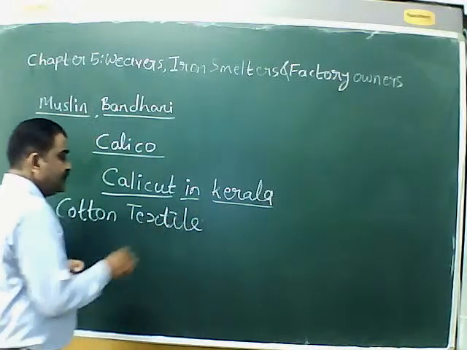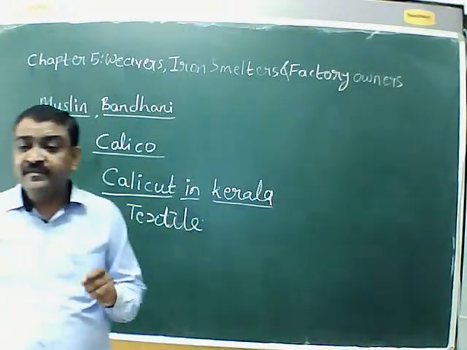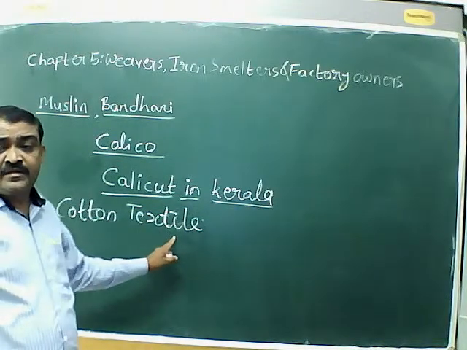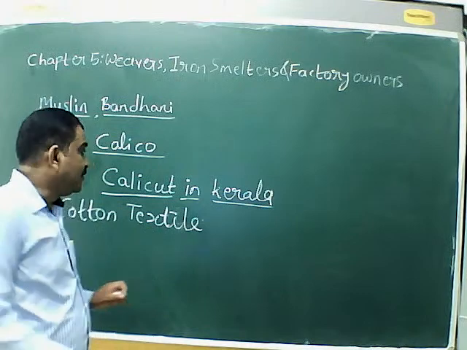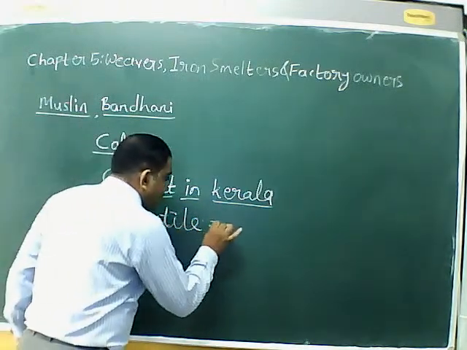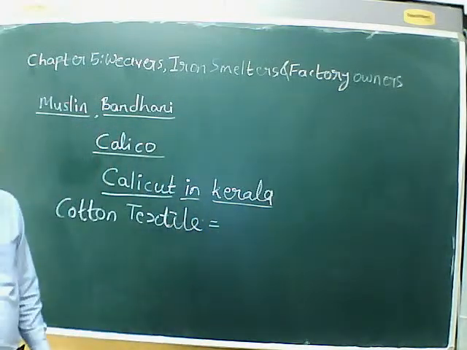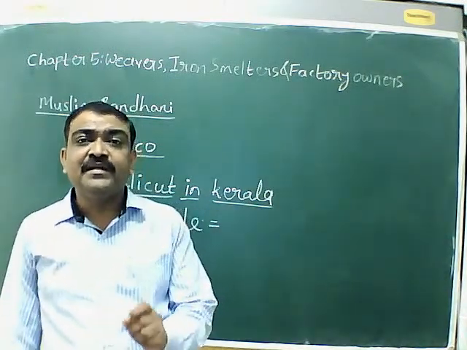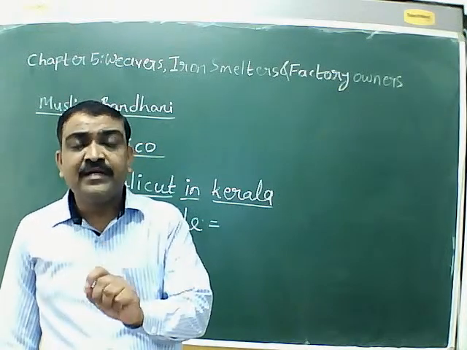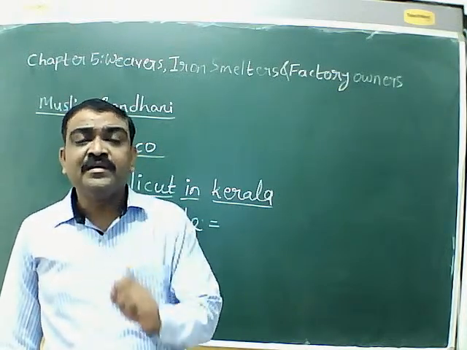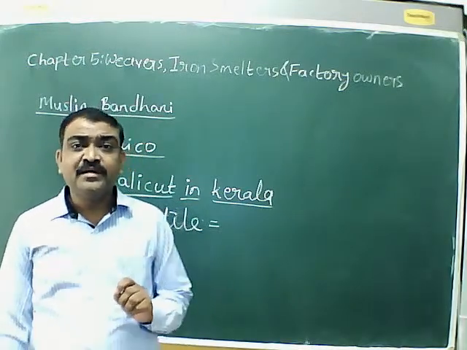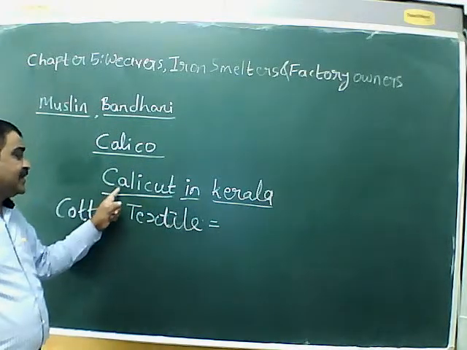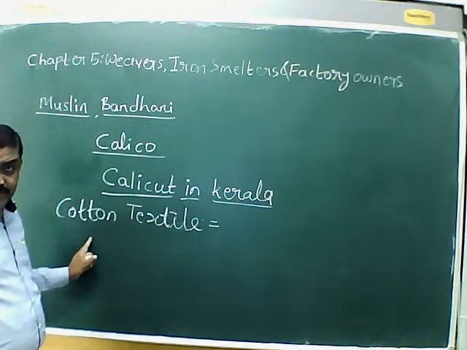So apart from spices and many other things, Vasco da Gama also purchased cotton textile. ठीक है. अब उन्होंने जब कॉटन टेक्सटाइल वहां से खरीदा, so that good quality cotton textile was given a name calico by the Portuguese traders. वास्को डी गामा पुर्तगीज थे और उन्होंने कैलिकट से क्या खरीदा? कॉटन टेक्सटाइल खरीदा. ठीक है.